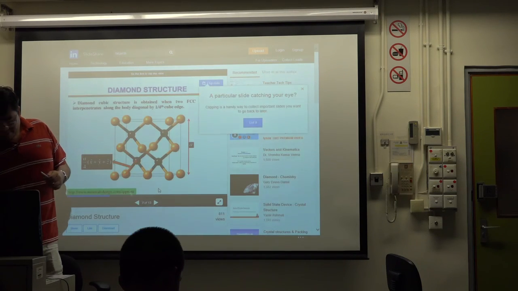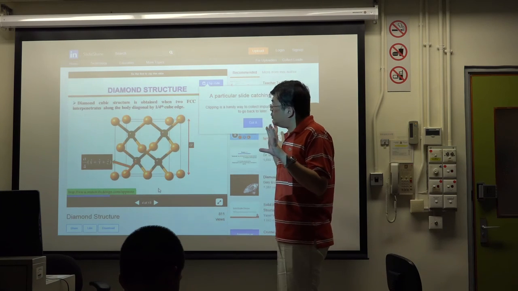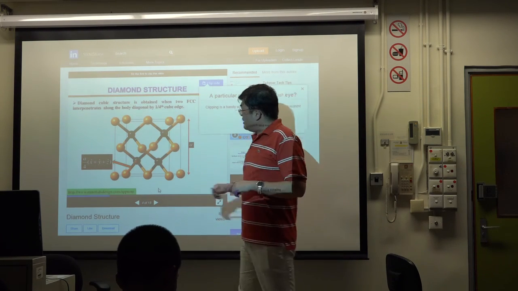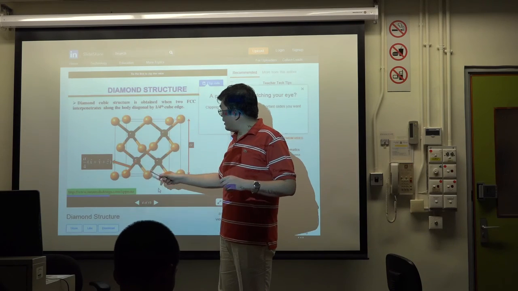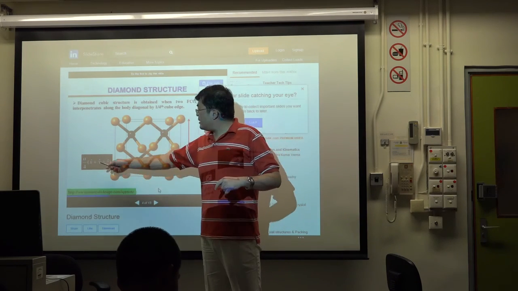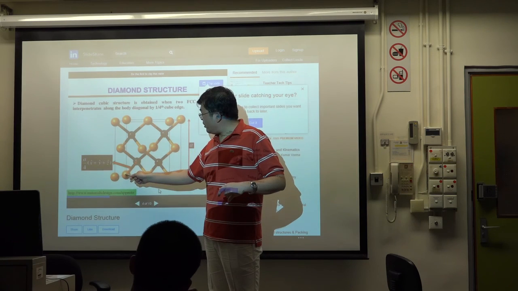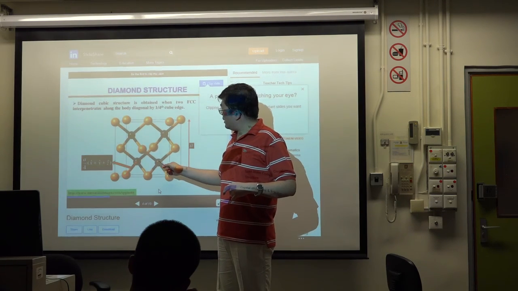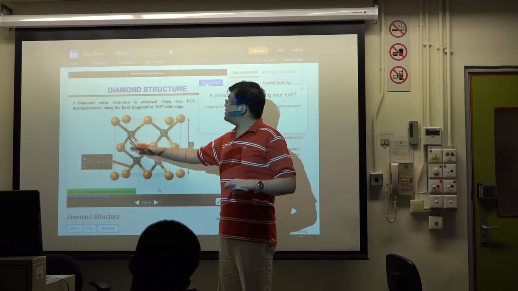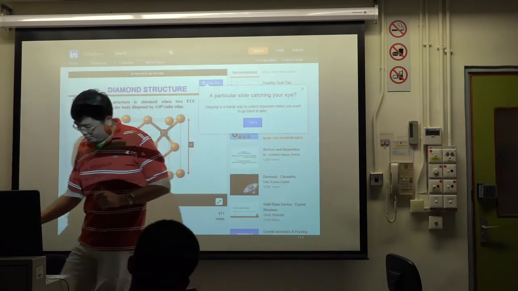Then we have diamond. Diamond is just 2 FCC structures. The yellow one is one FCC structure. Then they shift it along this direction. You can see this ball shifts to here, and this ball shifts to here. This is diamond. Diamond is just 2 FCC structures. Go to the next page.